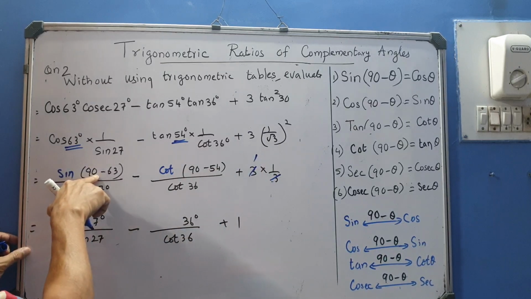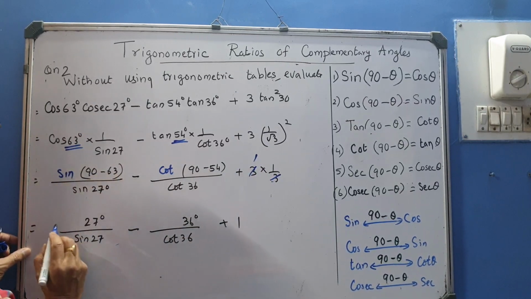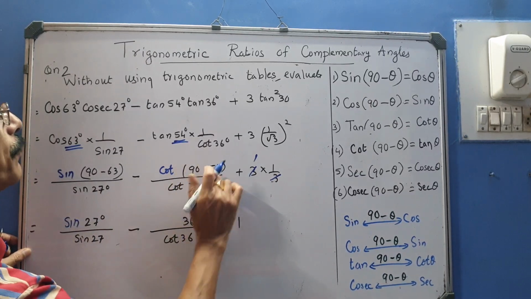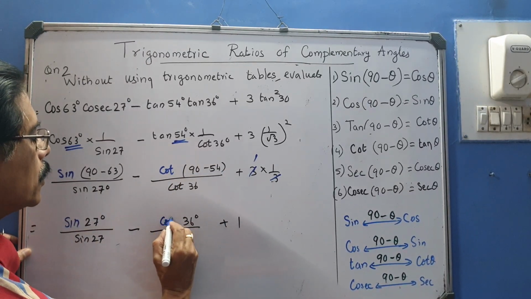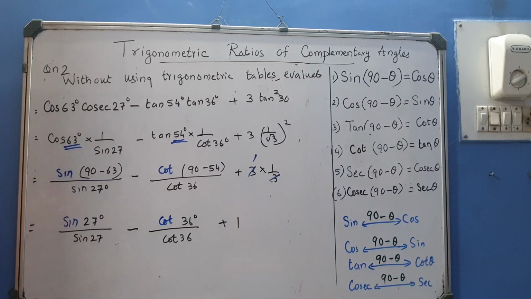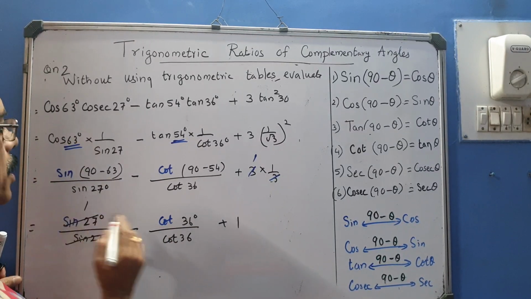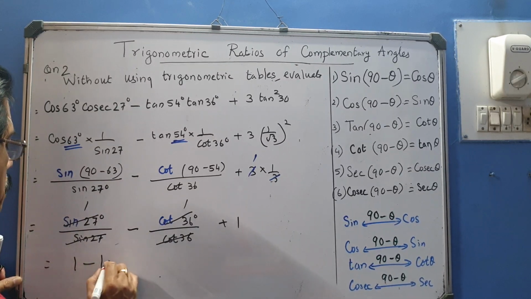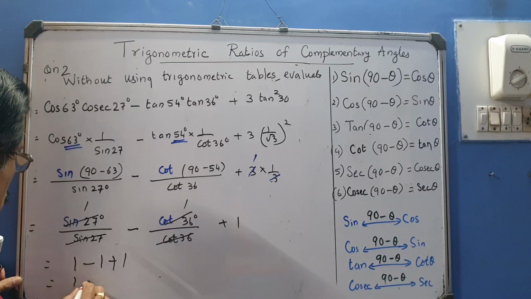So now when you subtract 90 minus 63, 27, it becomes sine 27. And when you subtract 90 minus 54, you get 36. That is cot 36, plus 1. Now we can cancel this, giving you 1. Cancel this 1. So it becomes 1 minus 1 plus 1. So the answer is 1.